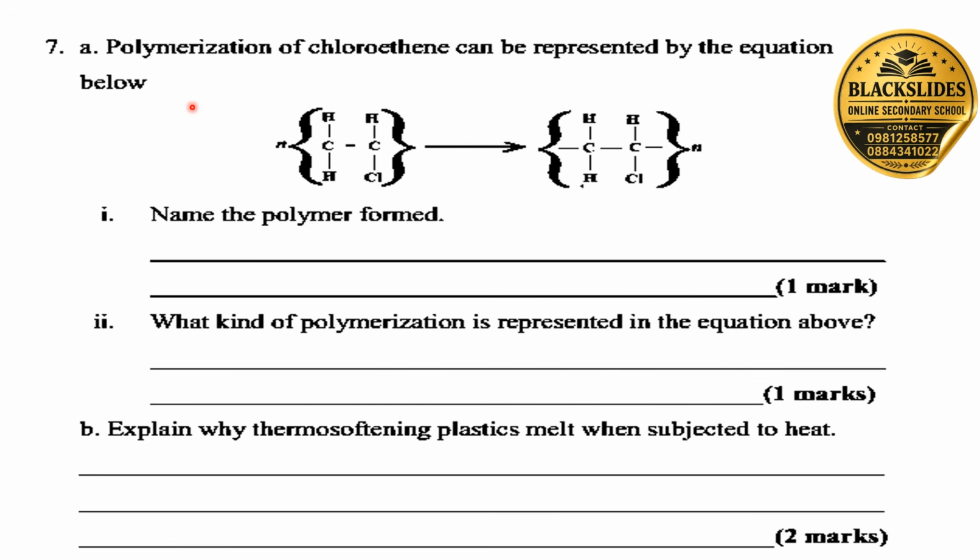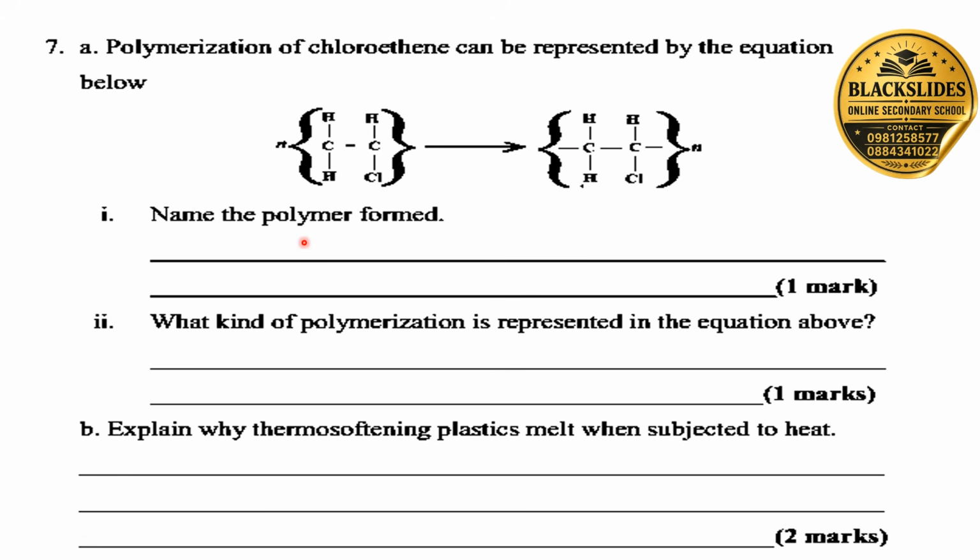Question number 7. A polymerization of chloroethene can be represented by the equation below. So we have chloroethene molecules combining with each other to produce a polymer. The question is, name the polymer formed. Polymer that has chlorine atoms attached to carbon atoms is called PVC.